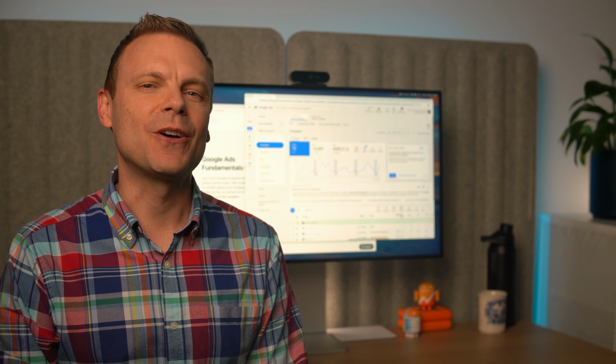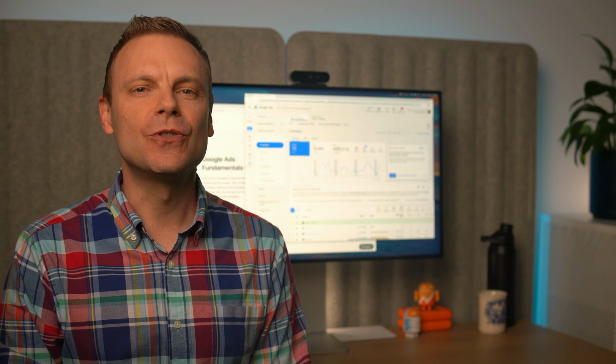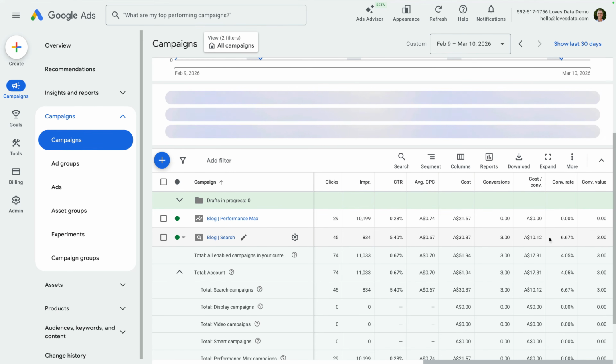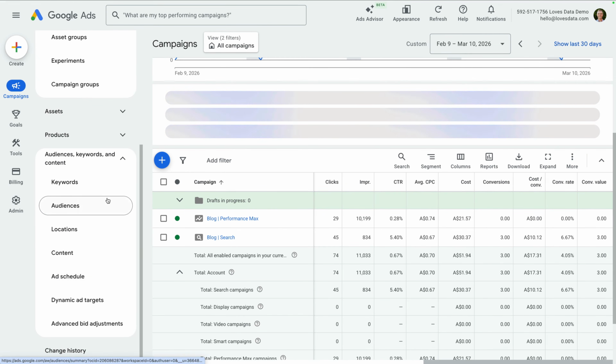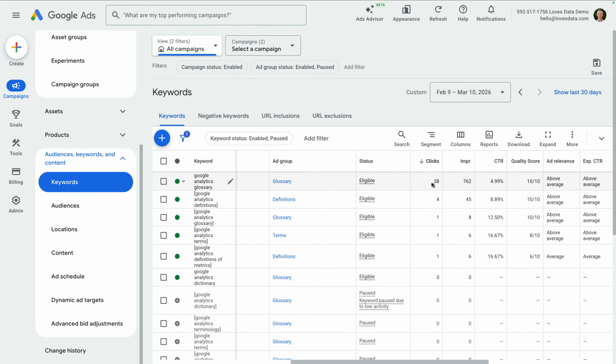Okay, now let's talk about optimization. Once you have data coming through from your campaign, you can use it to start improving your results. Let's navigate to Audiences, Keywords and Content and select Keywords. A good starting point is to look at your keywords. The goal here is to understand which keywords are contributing to clicks, engagement, and conversions, and which ones aren't providing results. If a keyword has a low CTR, it's worth reviewing the ad copy associated with it.